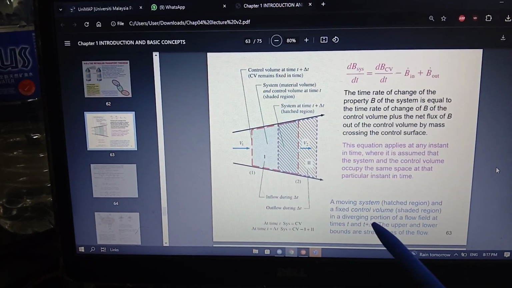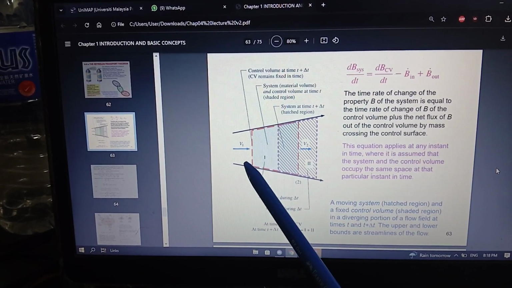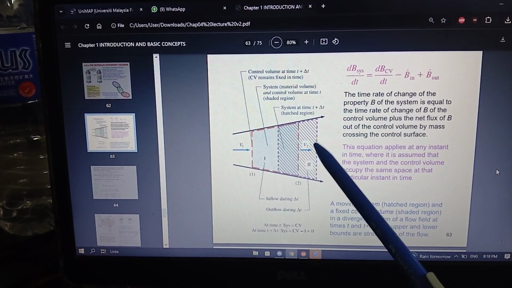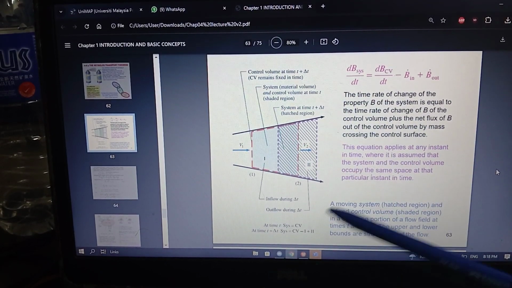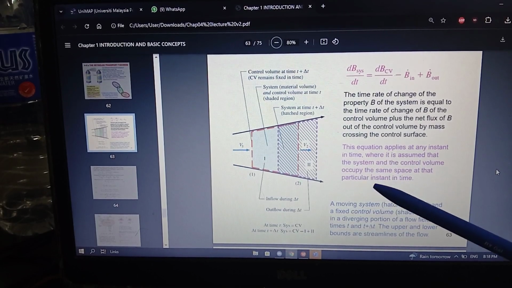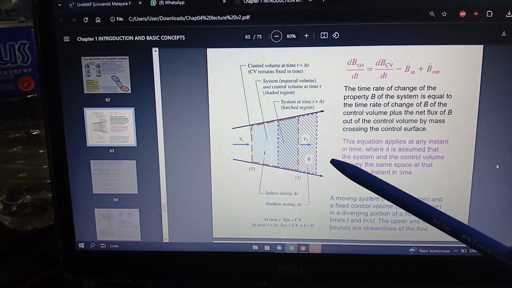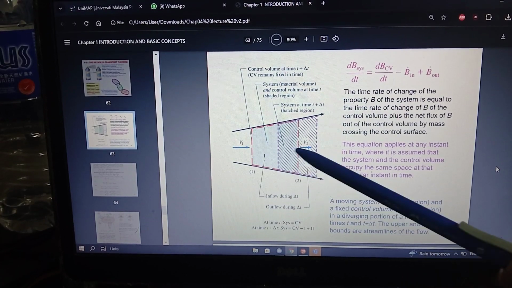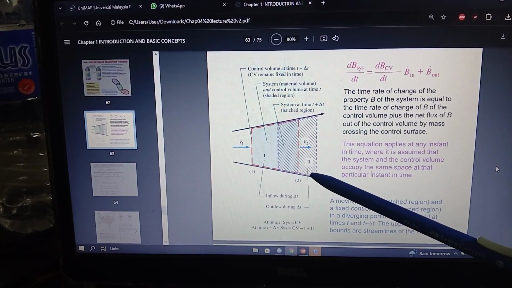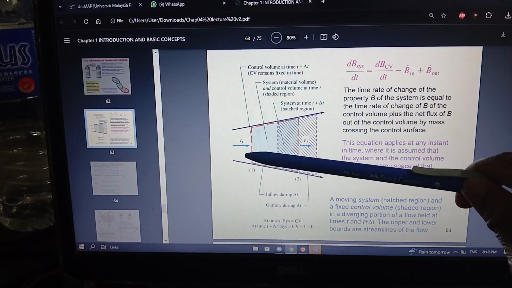As an example from this slide, we have a system of pipe flow, and we have inflow and outflow, V1 and V2. So this is the equation. This equation applies at any instant in time where it is assumed that the system and the control volume occupy the same space at the particular instant in time. As we mentioned Lagrangian and Eulerian, if we combine both of them, we will try to figure out the inside volume or inside property.